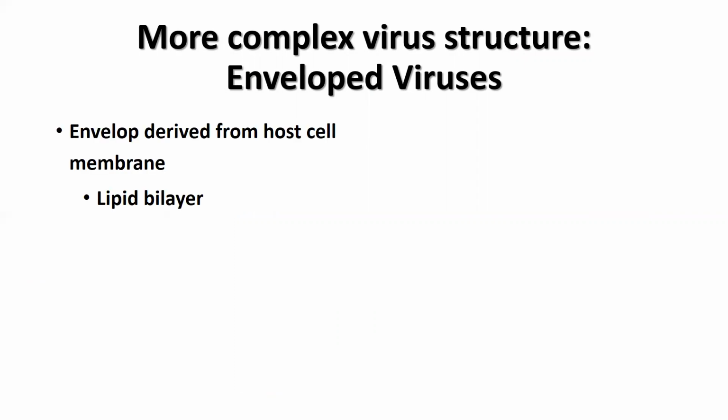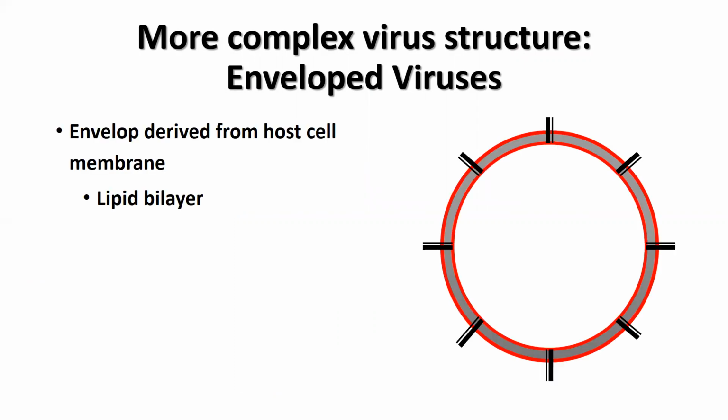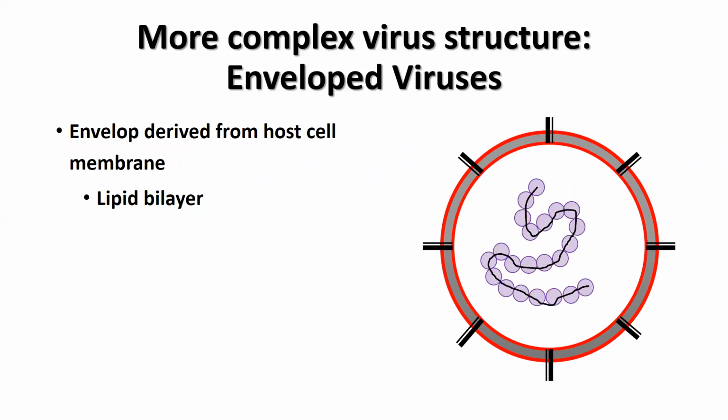Enveloped viruses are more complex in structure compared to non-enveloped viruses. On the exterior of the viral particle is a lipid bilayer that is derived from the host cell's own membranes. Within this lipid envelope is viral nucleic acid, and this nucleic acid is encased in viral protein. Depending on the type of virus, there can be many other viral proteins associated with the nucleic acid or in the space between the nucleic acid and the envelope, called the tegument.